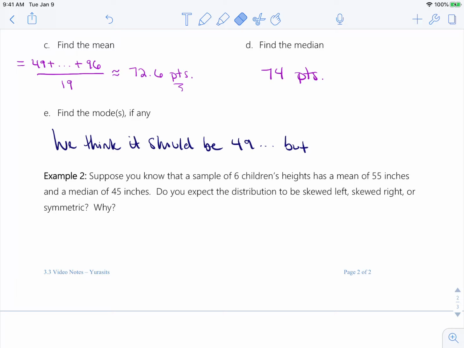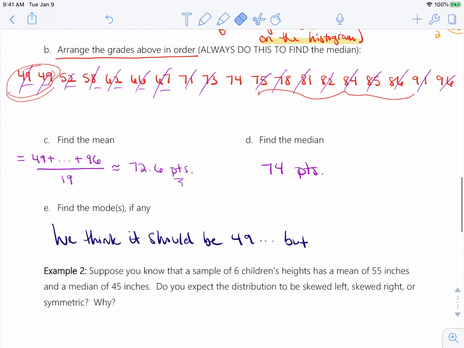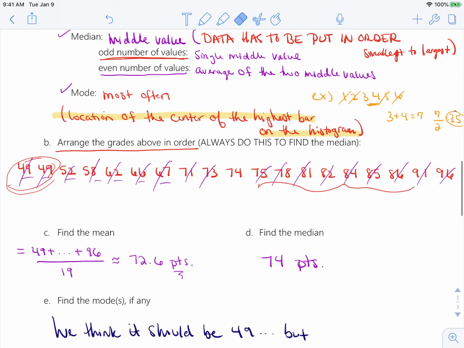So we left off where we should think our mode should be 49, because that's the one that occurs the most, right? It's the only one that occurs twice. But remember our other definition? It's the location of the center of the highest bar on the histogram.